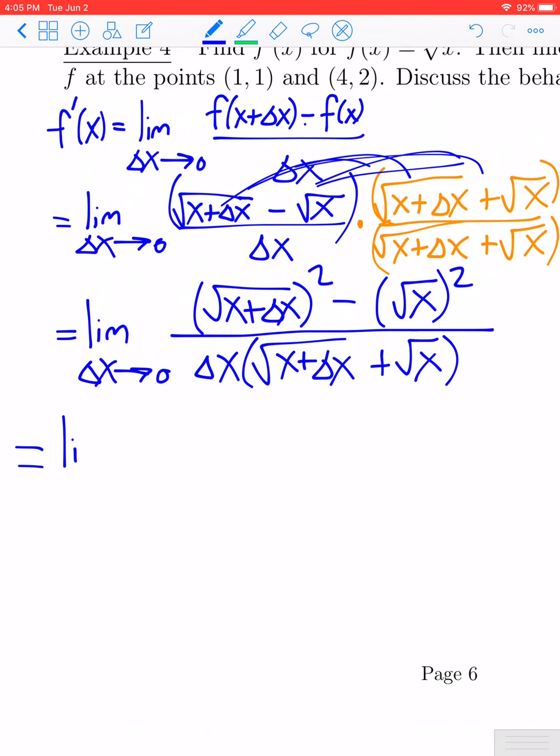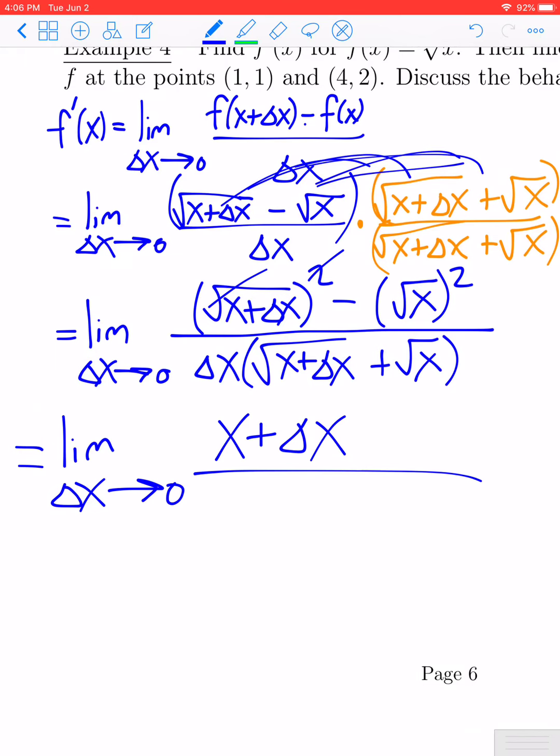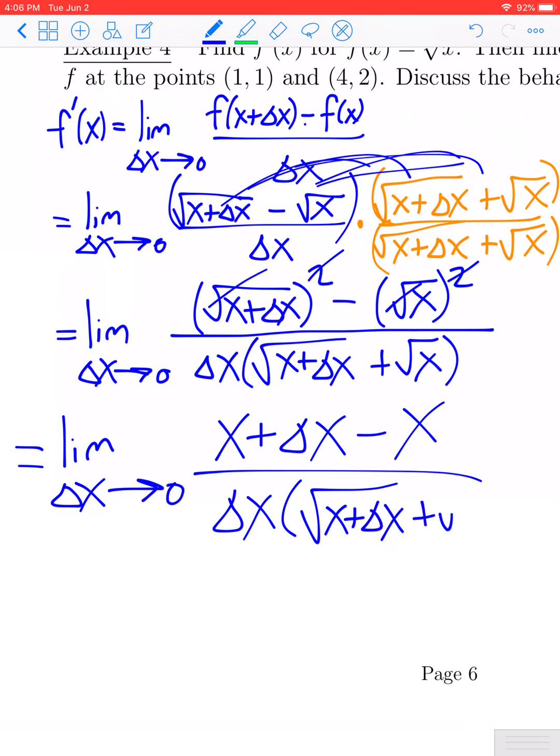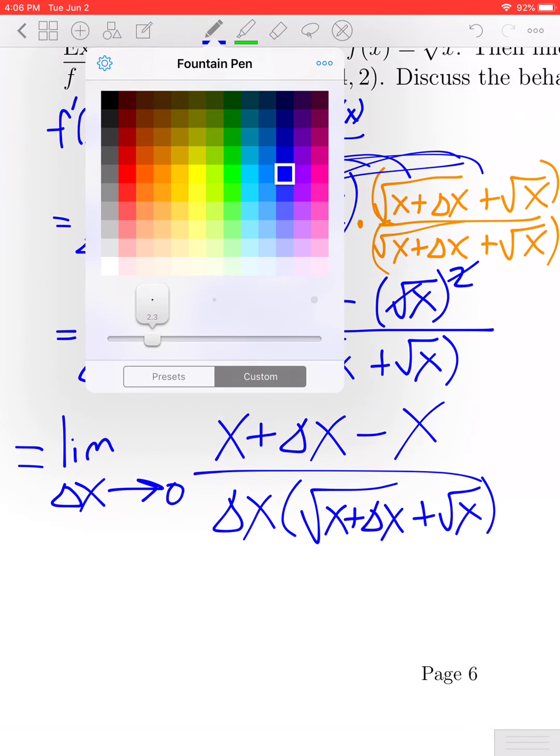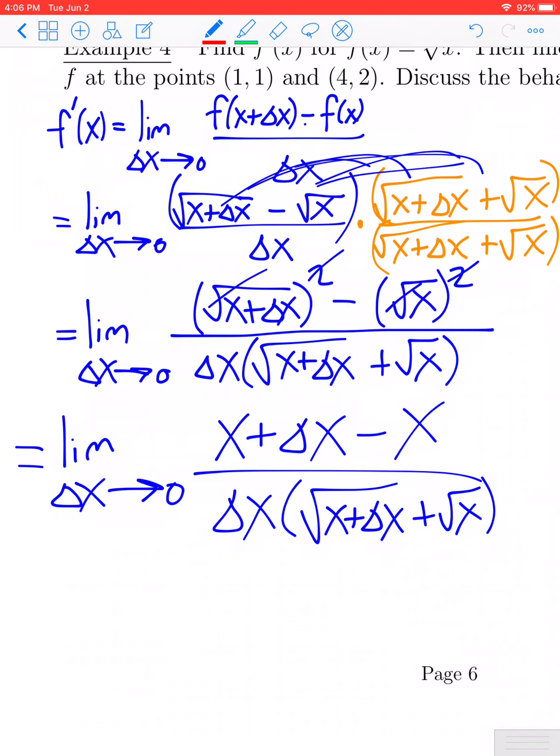This is equal to the limit as delta x approaches 0 of, the square root and the square cancel, so we get x plus delta x minus, again they cancel there, so x, over delta x times the square root of x plus delta x plus the square root of x. And now that the numerator has been rationalized, we have some like terms that cancel. This positive x cancels with this negative x.